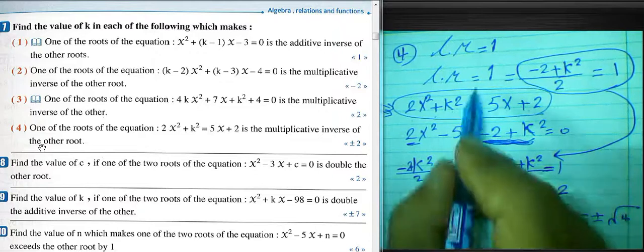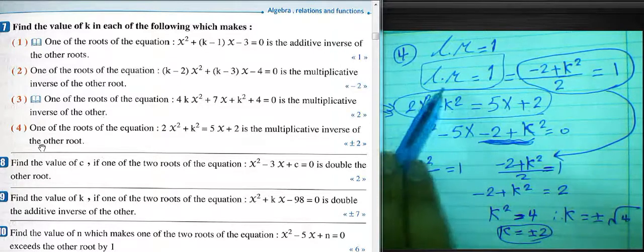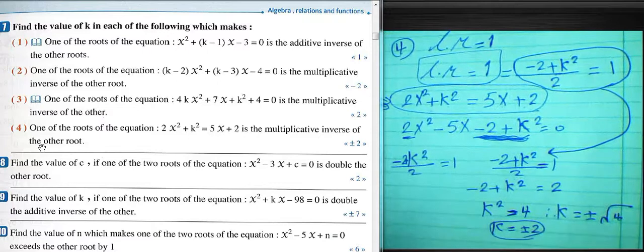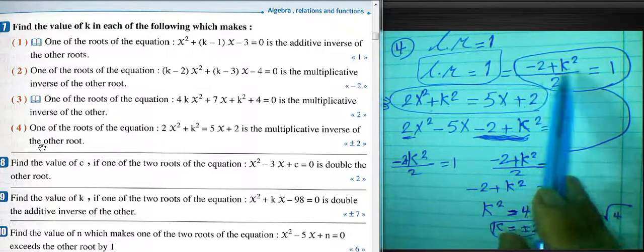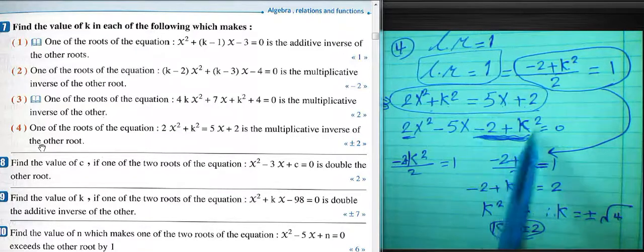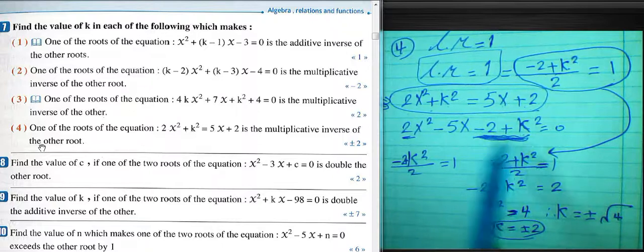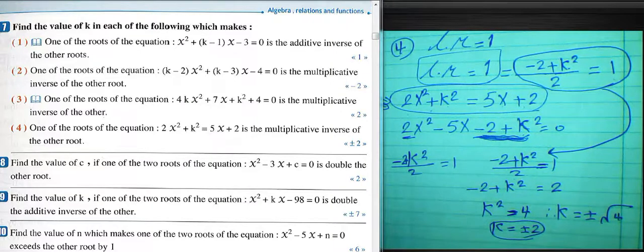We know L multiplied by M equals 1. What's the meaning of L and M? L and M are the roots of the equation. The sum of them we can't find, but we can find the product, the multiplicative inverse: L times M equals 1. So (−2 + k²) over 2 equals 1. We find the result by dividing the constant by the coefficient of x². So k will be positive or negative 2.